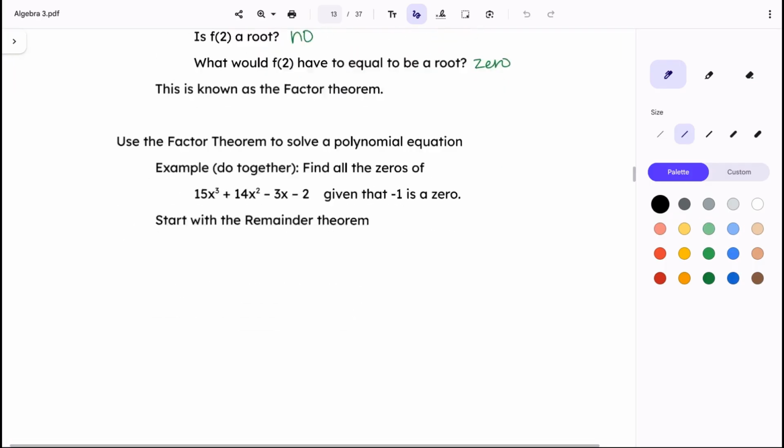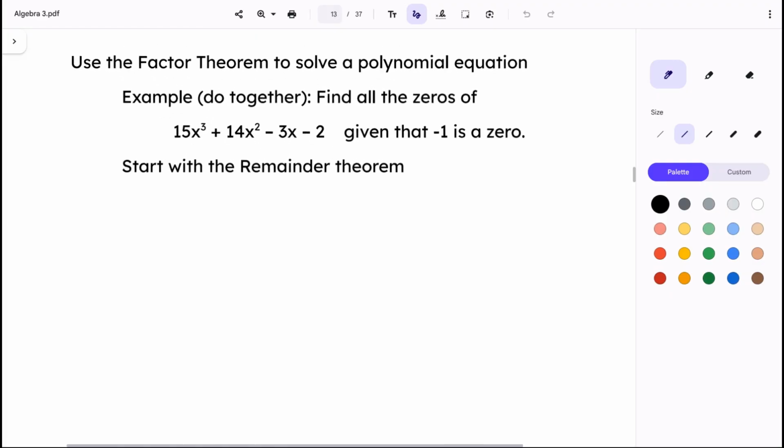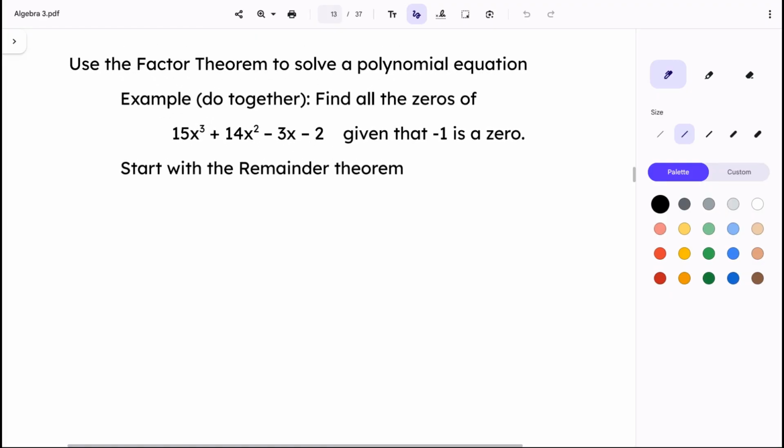So in order to do a problem like down here, it says find all the zeros of this equation, 15x to the third plus 4x squared minus 3x minus 2, given that negative 1 is a 0. Now, sometimes this piece here may not be provided for you. They may not always give you a guaranteed 0, and you might need to try to find one. If you need to find one, you can use your table.